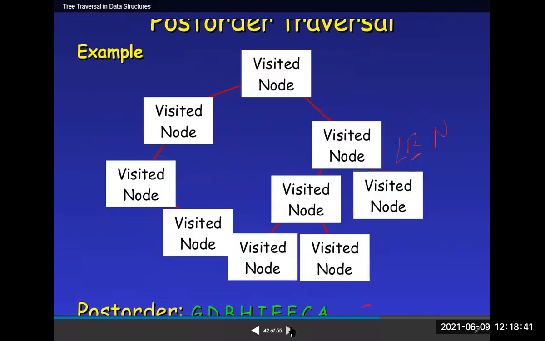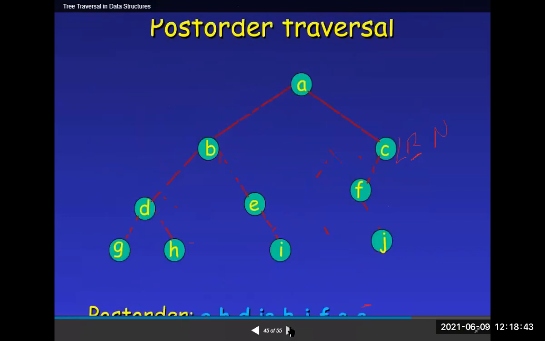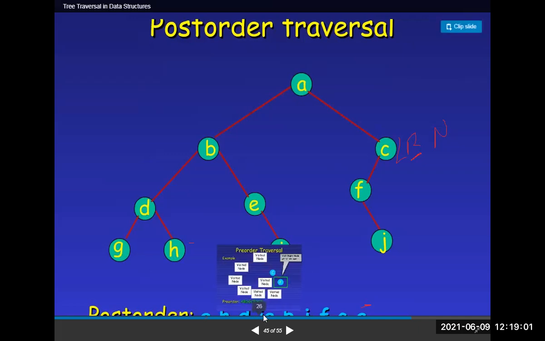Next, post-order is over. In this also see the example here. First visit G, then H, then D. Then there is a right here. There is no left to visit, so you visit I, then E, then you visit B.